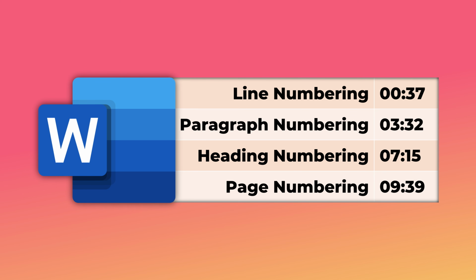So to summarize, these are the 4 types of numberings available in Word. And I'm sure you'll be able to make more professional documents by using this knowledge.